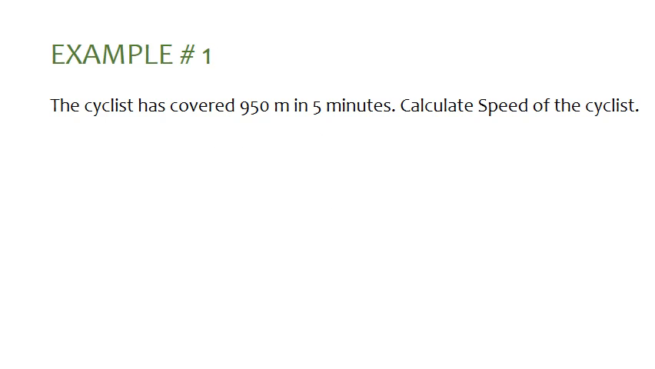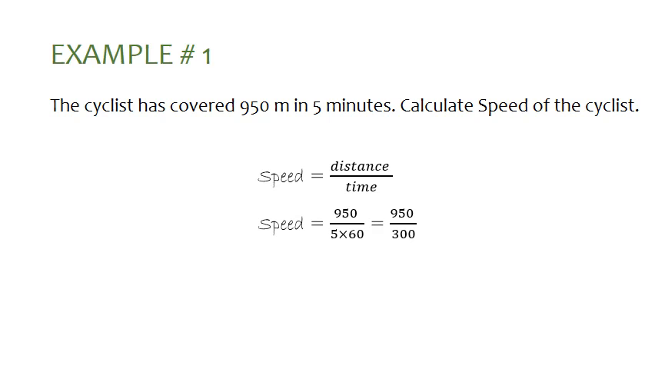In the first example, you will see the cyclist has covered 950 meter in 5 minutes. Calculate speed of the cyclist. So here, to calculate speed, we need to use speed is equal to distance divided by time. Here, distance is 950 meter and time is 5 minutes. But we need to use this time in seconds.